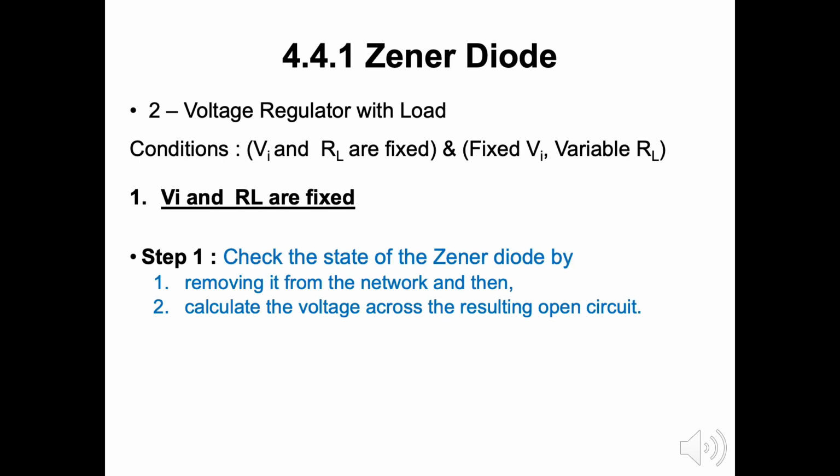The analysis for voltage regulator with load is first for fixed quantities and then followed by a fixed supply voltage and a variable load. For the first case, both voltage and load are fixed. Step 1 is checking the state of the Zener diode by removing it from the network and then calculating the voltage across the resulting open circuit.